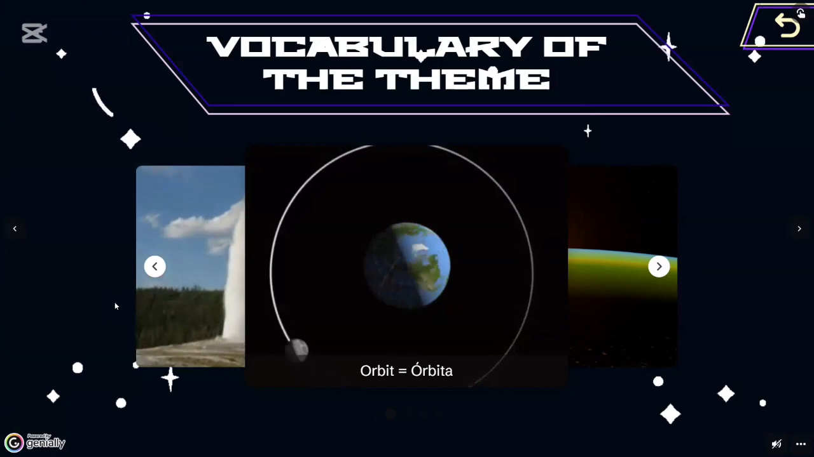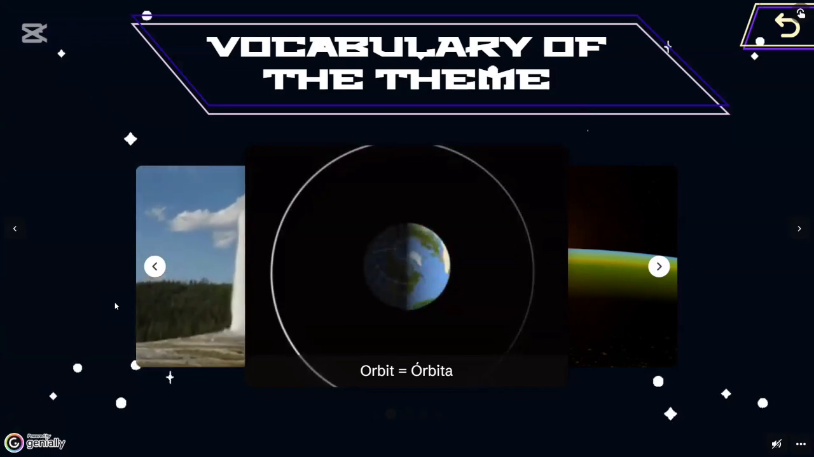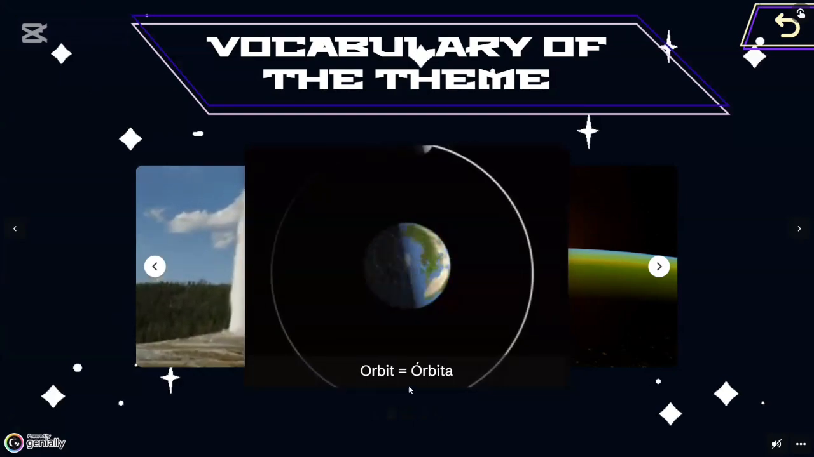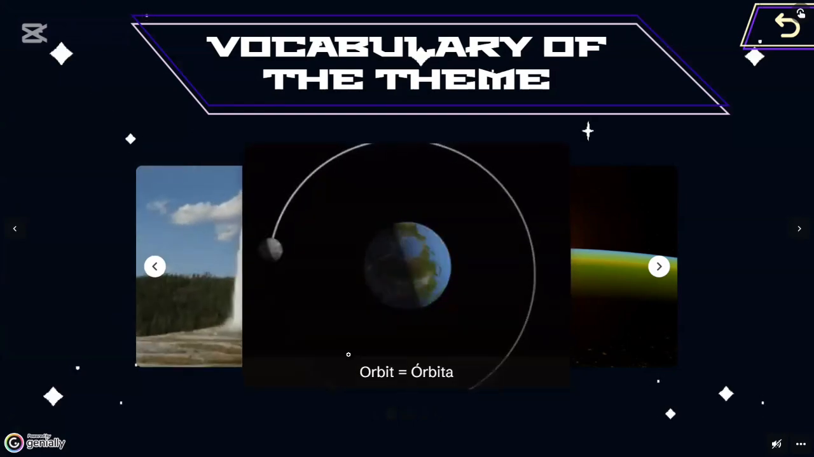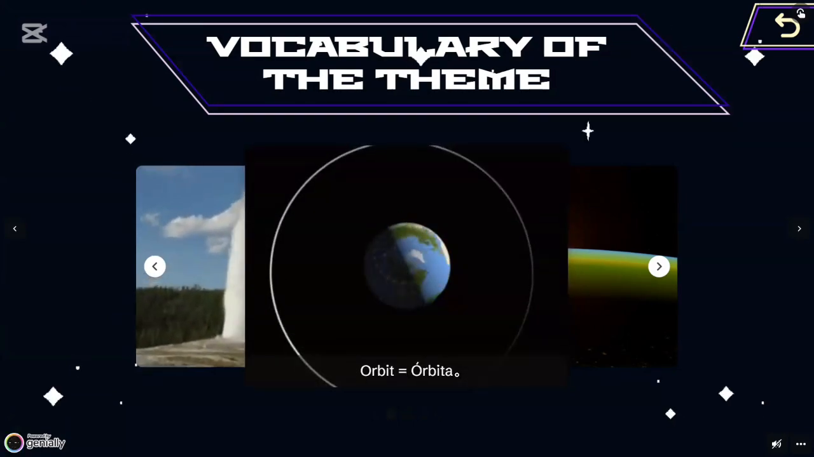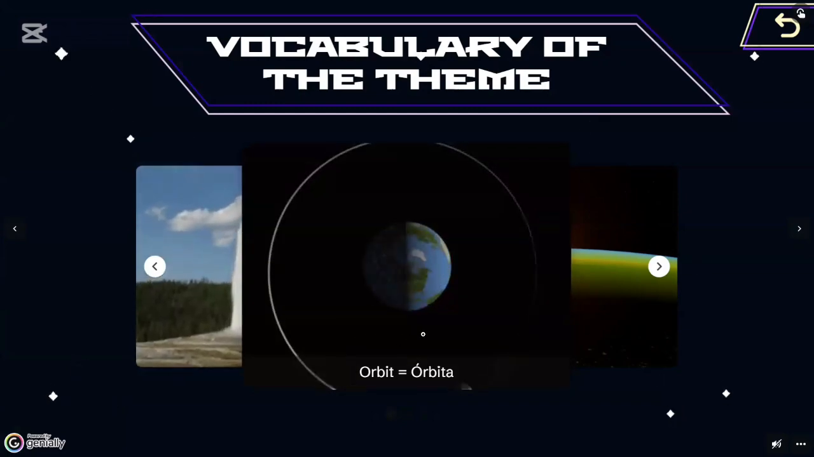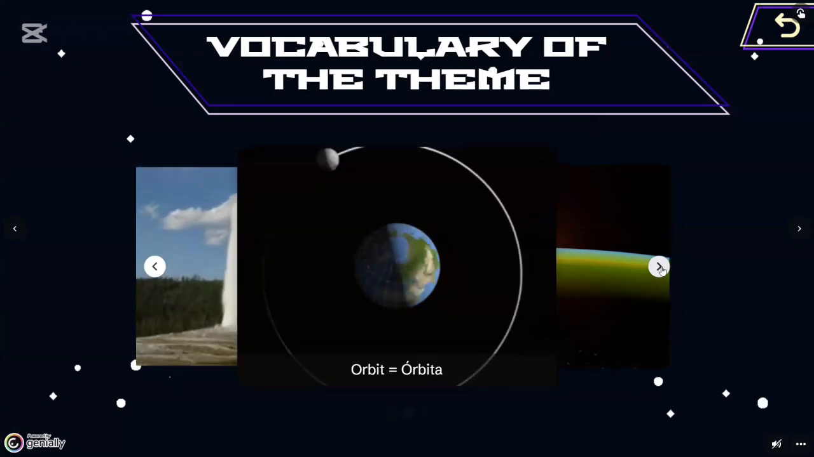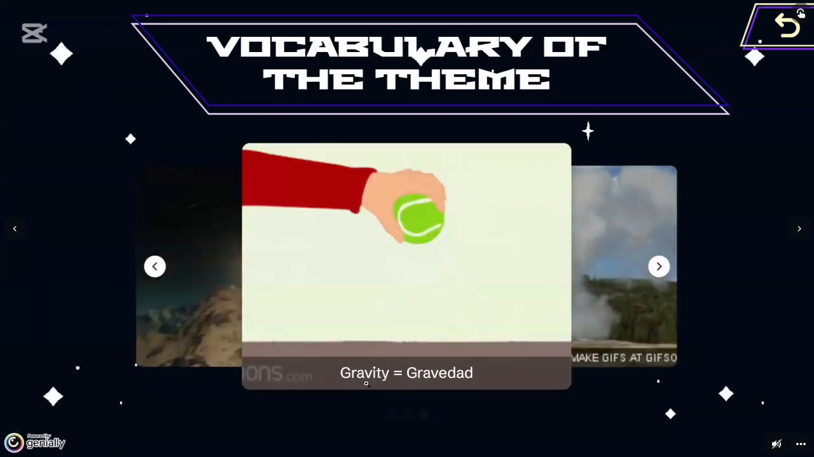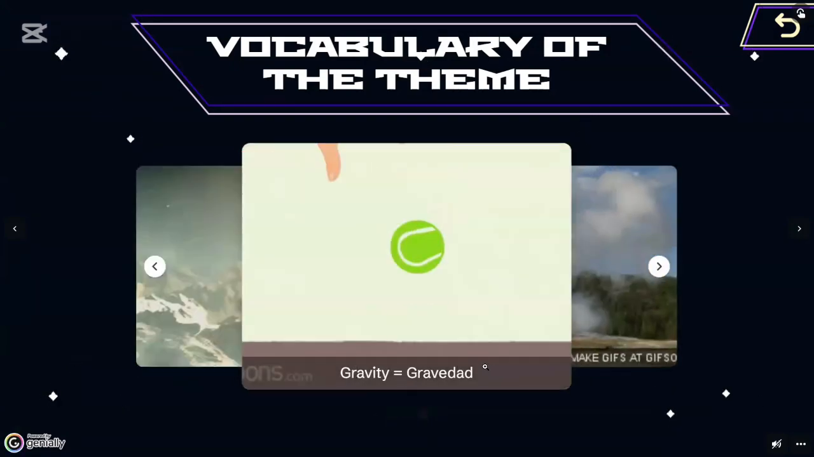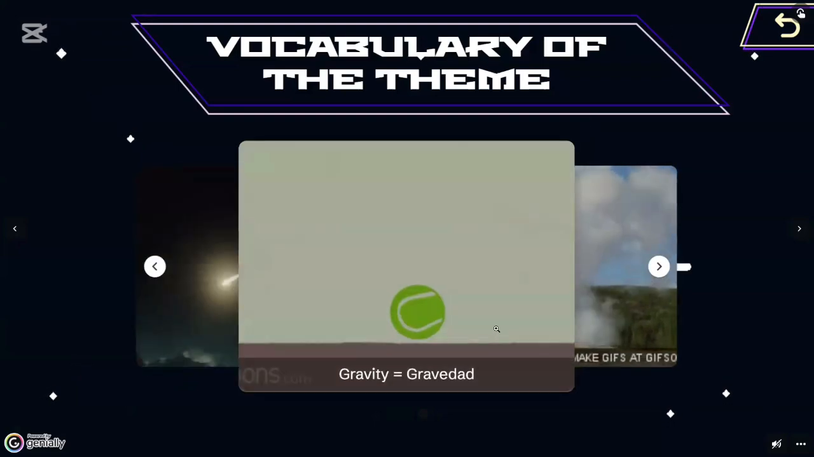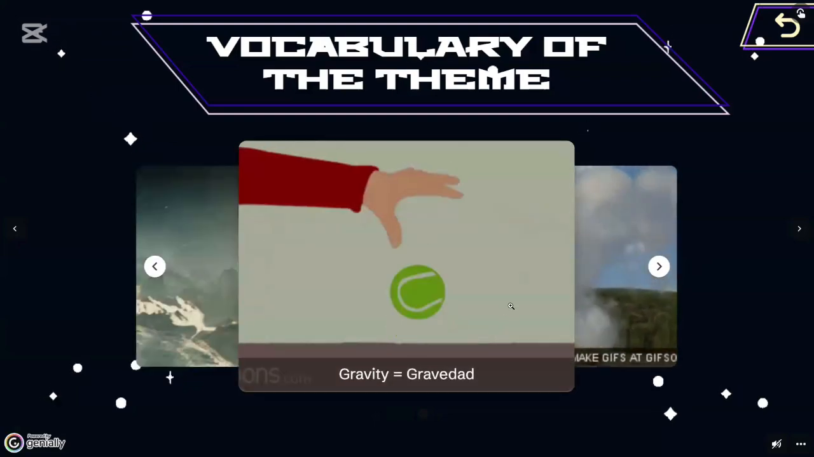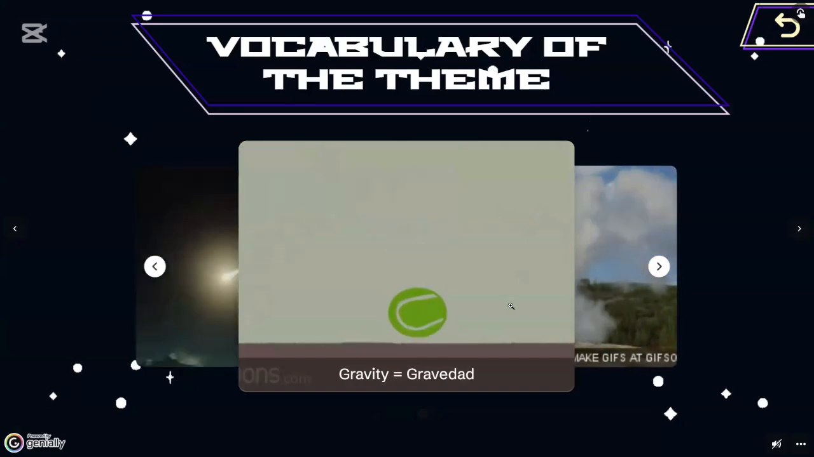Now let's look at some keywords you will use during our class. I'll say each word and I'd like you to repeat after me. For example, we have orbit. Orbit means órbita. That means the curved path a planet takes as it travels around the solar system. We have gravity. Gravity means gravedad. It is the invisible force that pulls things toward each other. It keeps your feet on the ground and the planets moving around the sun.